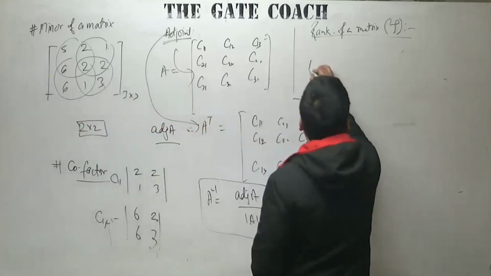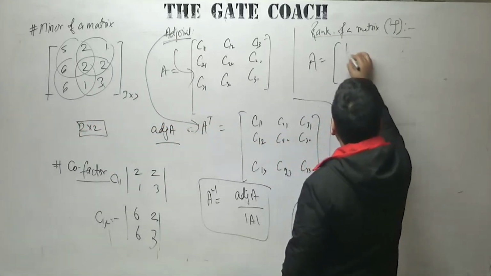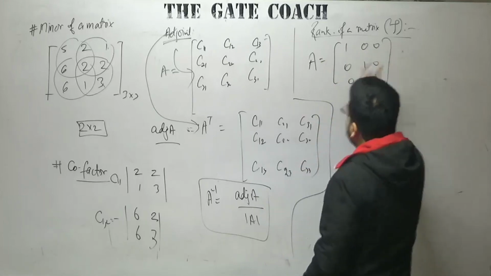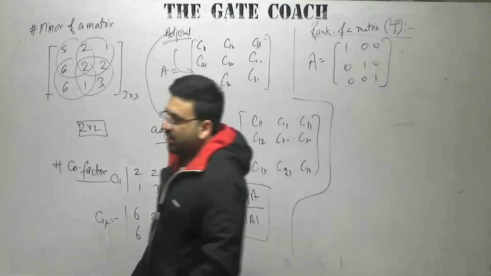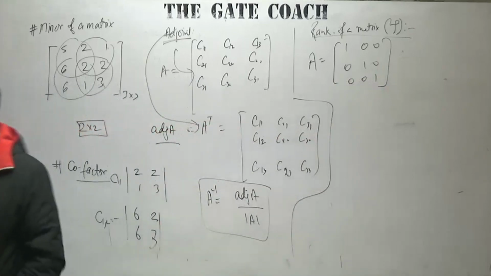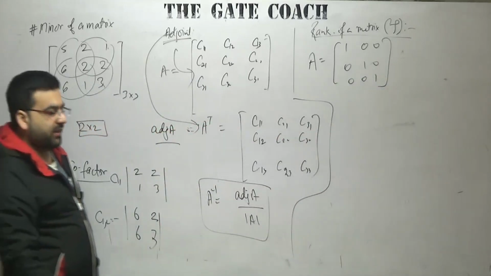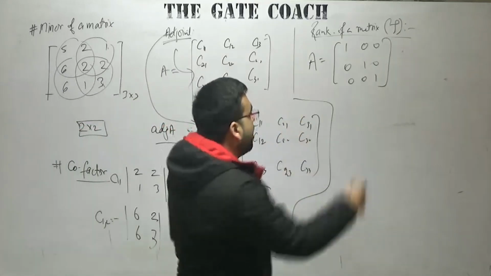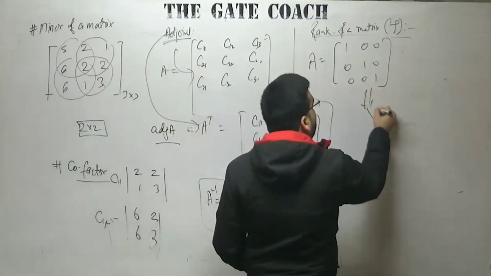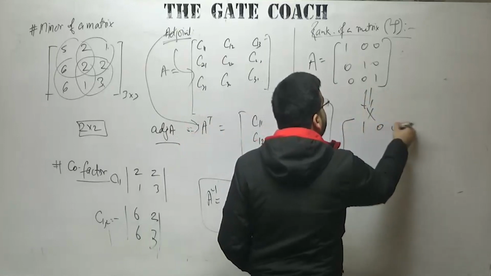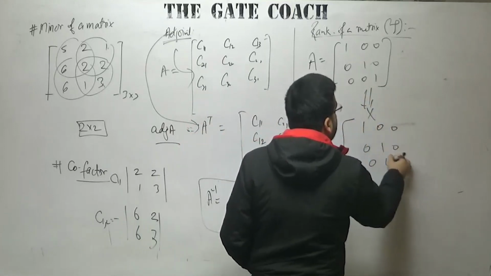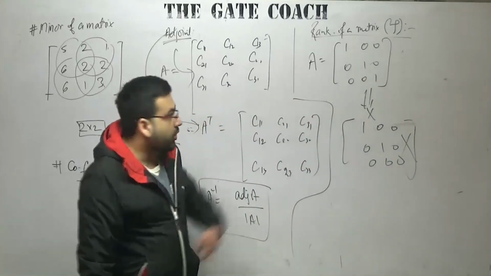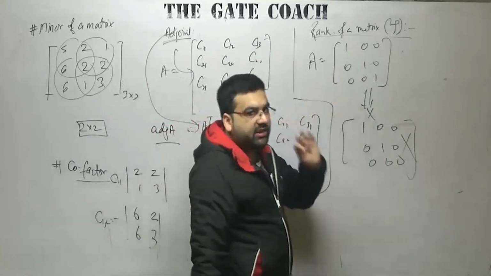For example, a matrix A is given to you as 1, 0, 0, 0, 1, 0, 0, 0, 1. Now in this matrix you do anything you want, R2 equal to R2 this, C2 equal to C2 minus and plus, whatever you want. You will not be able to reduce it further in this form. So in this matrix, this is the simplest form.